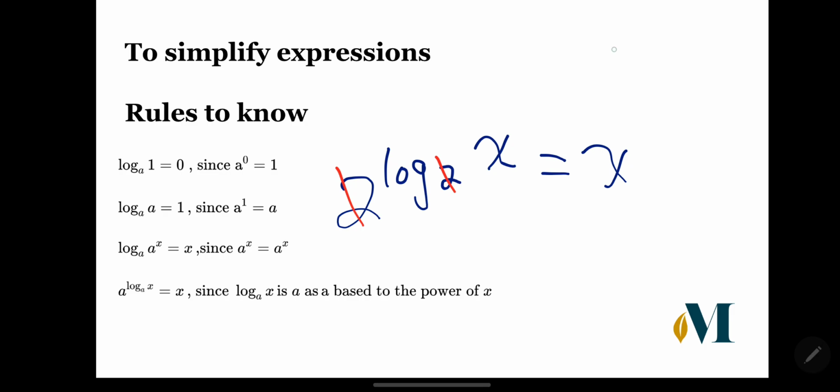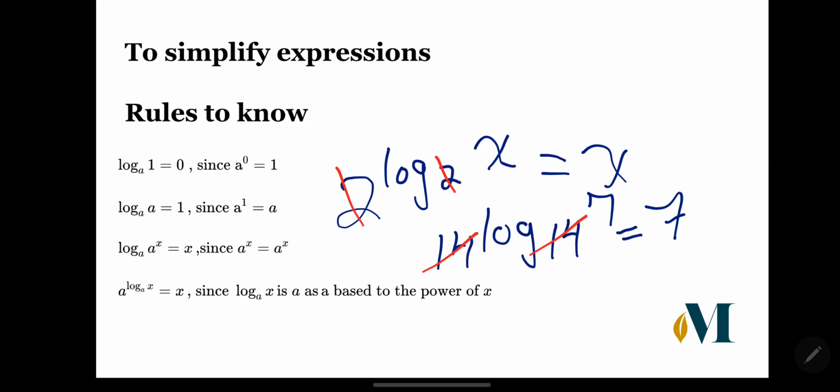Yeah, always true there. So I'm going to go back to that blue. So if I have 14 to the power of log base 14 of 7, now these 14's are going to cancel out, leaving us with just 7. And that would be the answer.